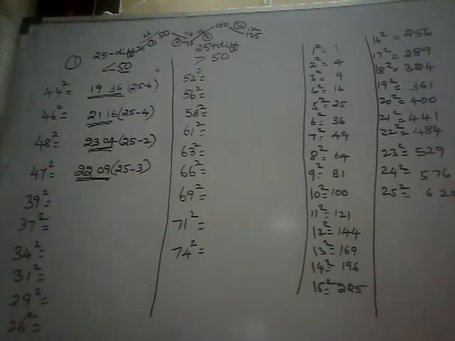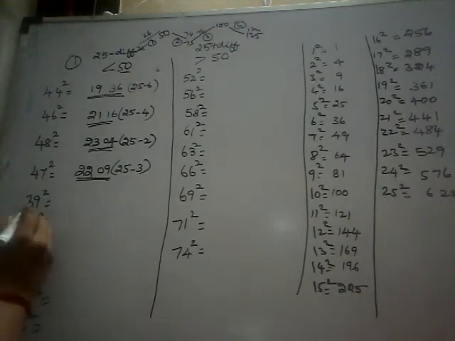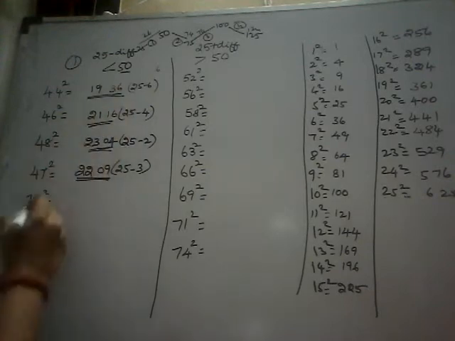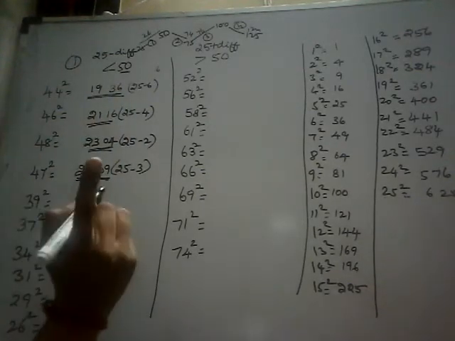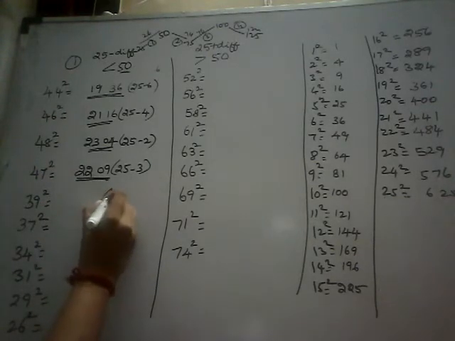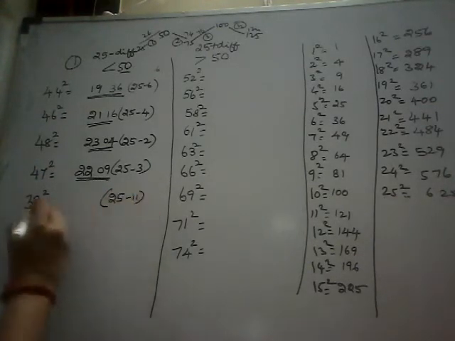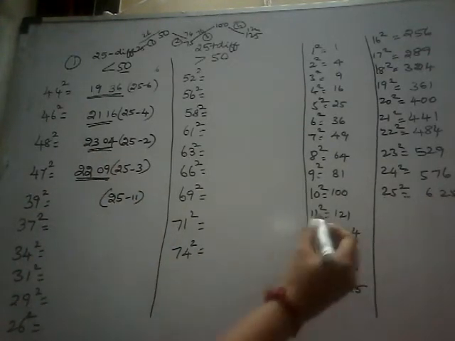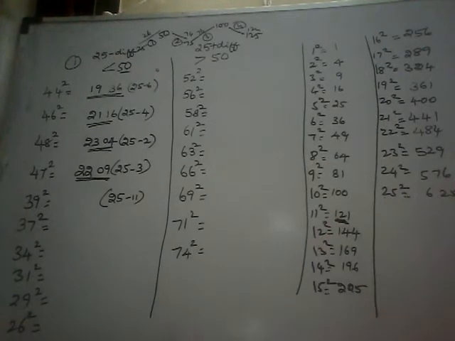2209 is your 47 square. Same way, 39 square. What is 39 square? How much difference here? 50 and 39, subtract, you will get 11. 11 times is the difference. So 25, you first subtract here 11. 11 square, if you square here, you will get a 3-digit number. What is 11 square? 11 square is 121.